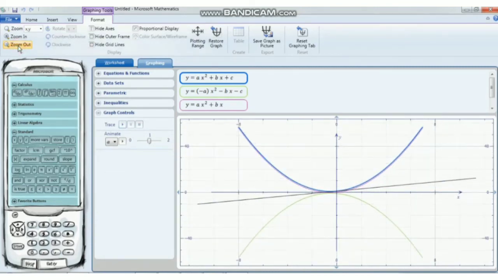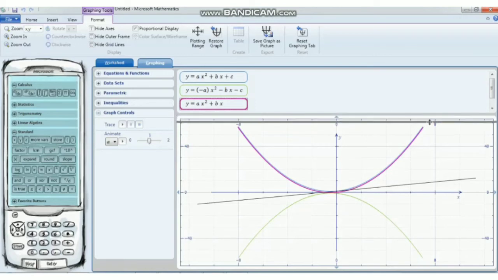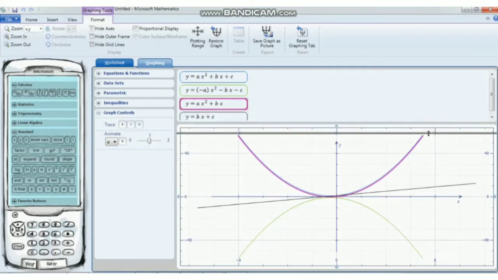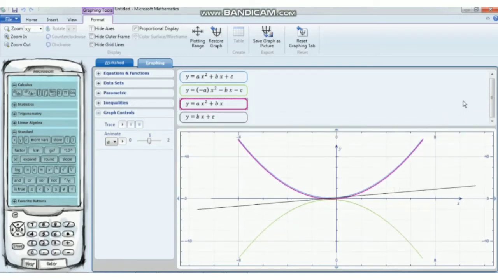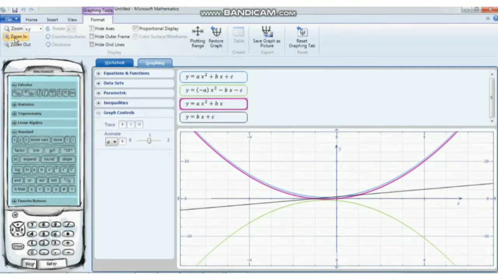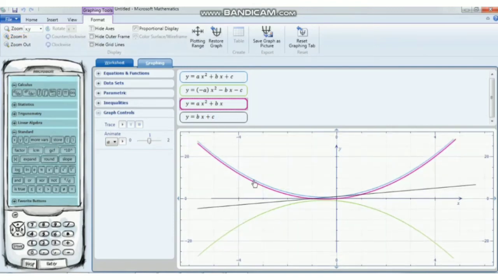We know that from here, the blue color is the first quadratic equation with the values of a, b, c positive, and the green one is the quadratic equation with the values of a, b, c negative, and the purple is ax squared plus bx, and the black line is bx plus c.